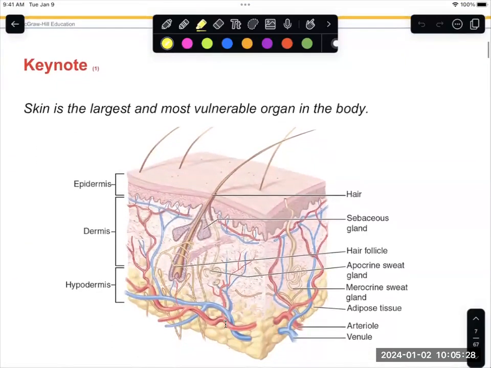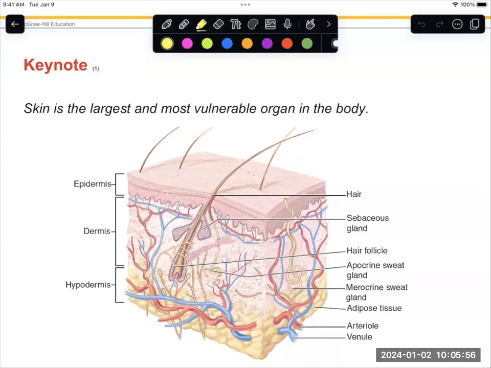So here is our skin and the different layers of our skin. Your skin is the largest organ in the body. It is considered an organ because your skin receives more care and treatment than any other body system.